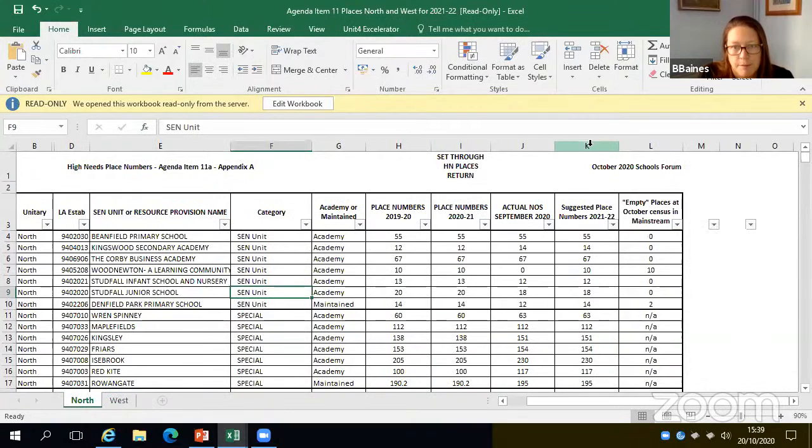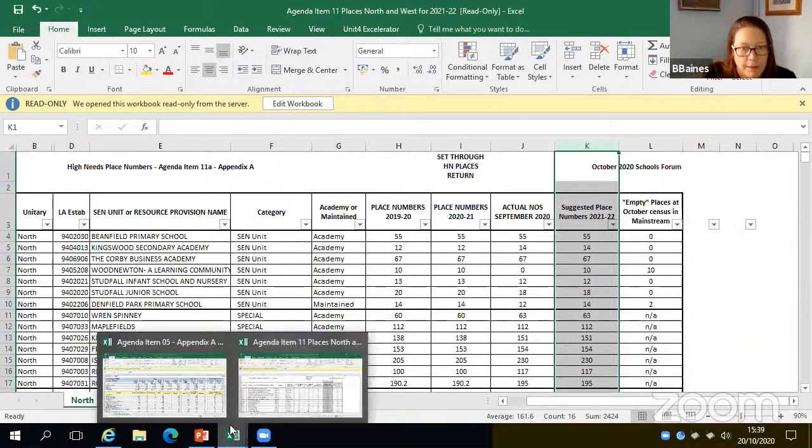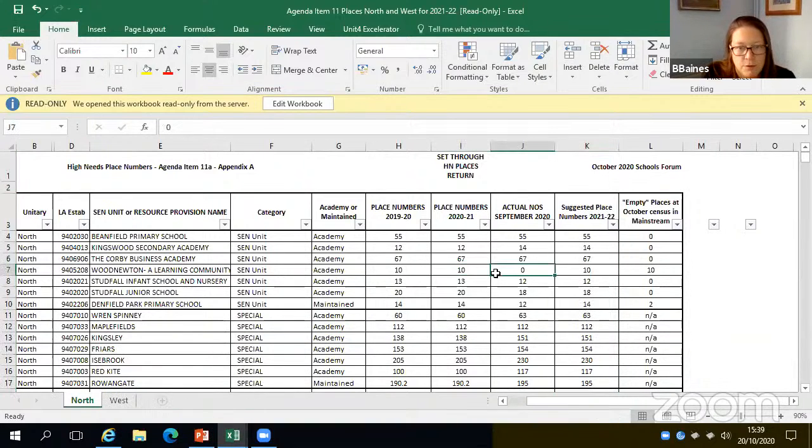If there are any questions or discussion to be had with those schools, if they could come back to us please before November 13th, I think is the deadline. We have to take this to schools forum, the places that we're setting, for information each year. We did it in December and in January for 2021, so we're starting that process early this year.